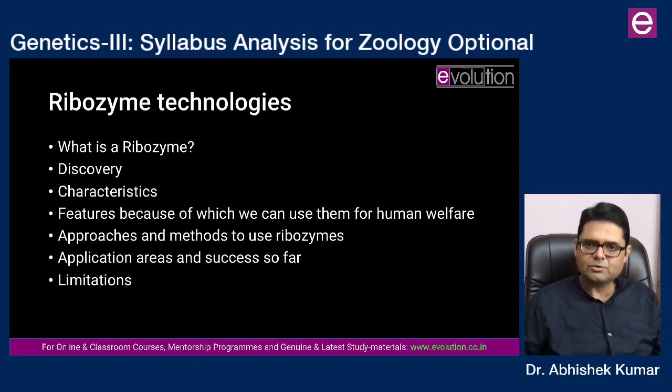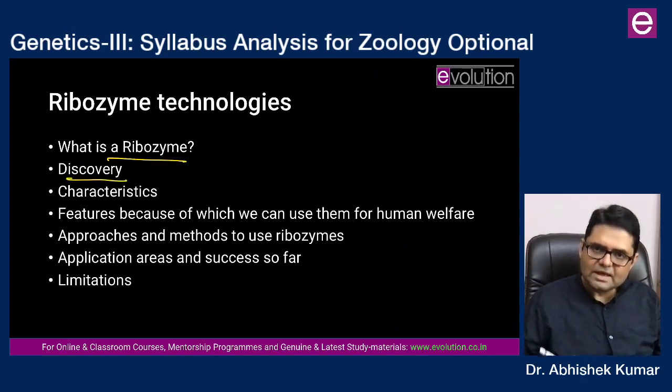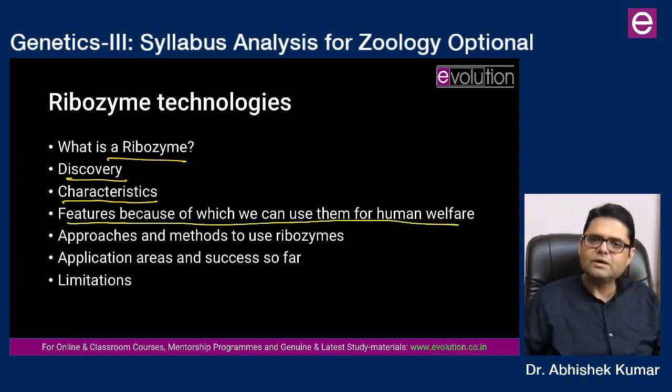So what are ribozymes? Who discovered them, and what was the example that they discovered, and what are the characteristics of ribozymes? Here you are going to discuss the physical as well as the structural characteristics of ribozymes. Then what are the features because of which we can use them for human welfare?